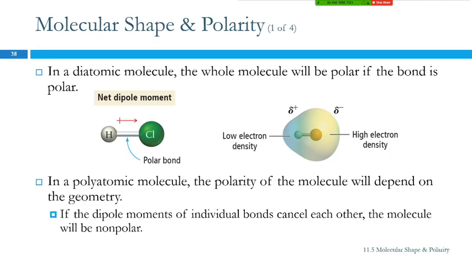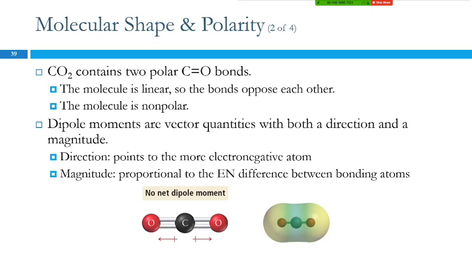That's just two-dimensional. When we get into polyatomic molecules, then the polarity of the molecule is going to depend on the geometry. So if we have individual polar bonds, but they are going in opposite directions and cancel each other out, then the molecule will be nonpolar. So the one that's easiest to understand is carbon dioxide. So here we've got carbon dioxide, and each of these bonds is polar with oxygen being more negative.